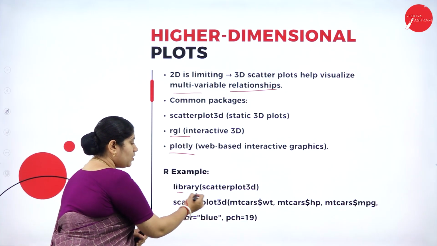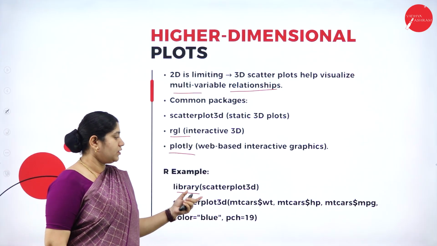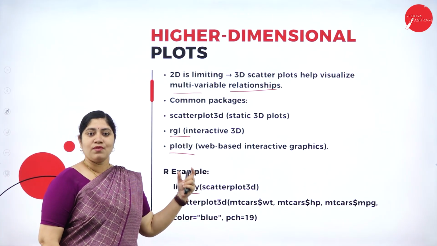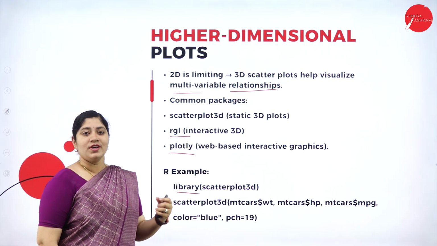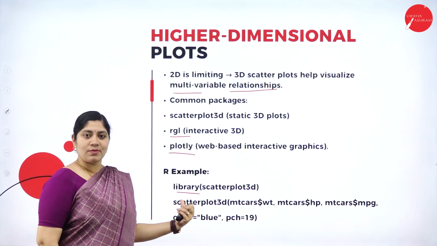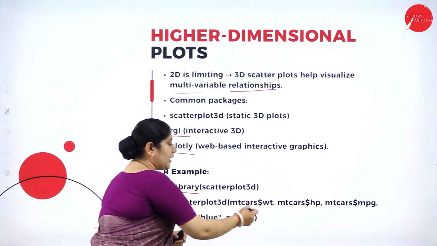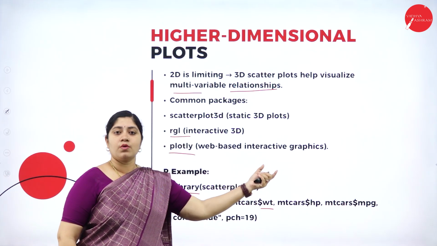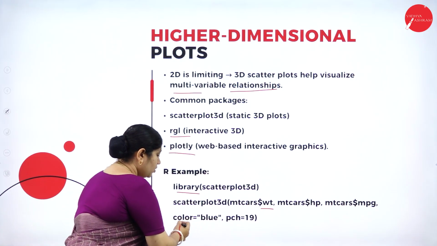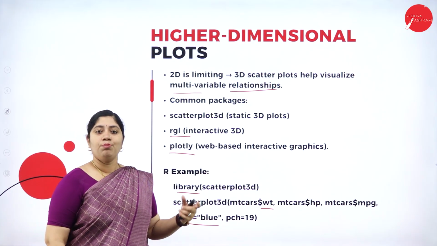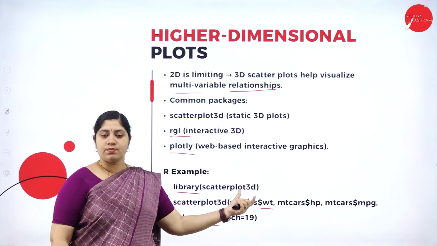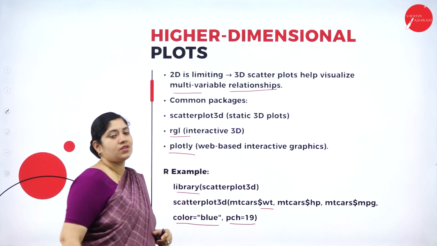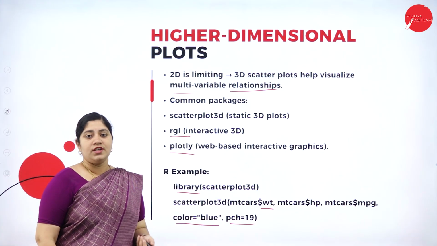So let's see an example. We are loading the library scatterplot3d followed by scatterplot3d. Again, I want the same data to be shown properly in a three-dimensional way. So I am defining different properties like weight, horsepower, followed by the mpg. Also, I have defined the color as blue. So I want to represent these properties in blue with a pch of 19. This is how I can go with a 3D plot too.